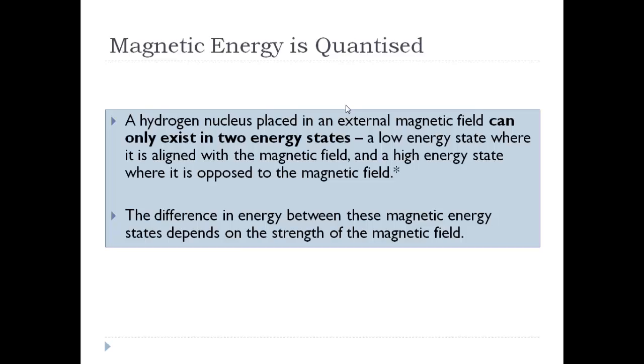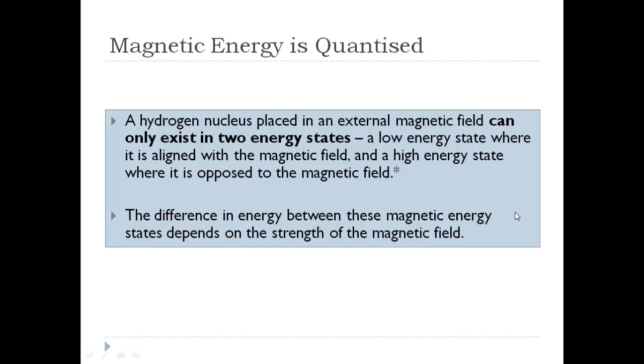This idea of quantized energy is one that should be familiar to you from our studies of atomic spectra, where electrons were only allowed to have certain amounts of energy, and they could not exist in any energy state between those allowed energy states. We're not going to get into this in any more detail than that, apart from the fact that we need to state that the hydrogen nucleus, if we put it in a magnetic field, can only have two allowed energy states, and one is much lower than the other.